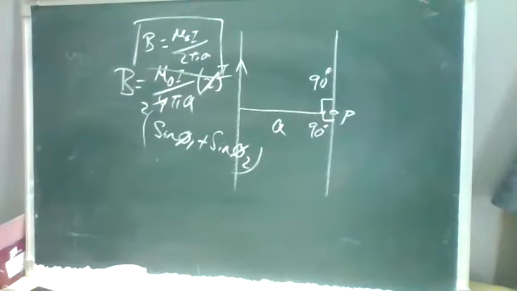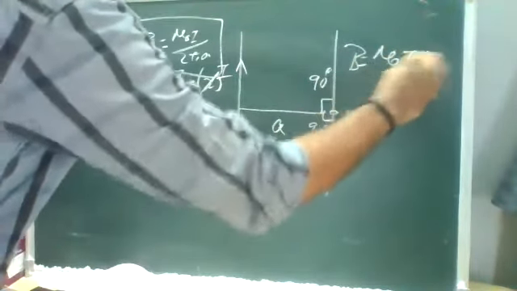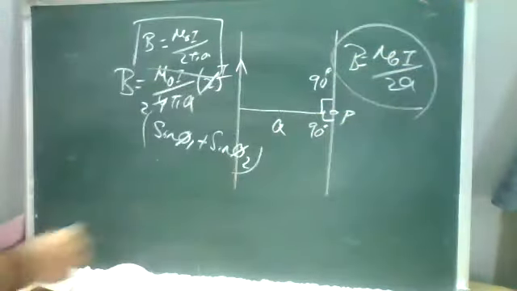Okay. Therefore, for a circular current carrying conductor, the magnetic field at the center is B equal to mu naught I by 2A. B is equal to mu naught I by 2A. Remember this expression. Okay, make a heading.